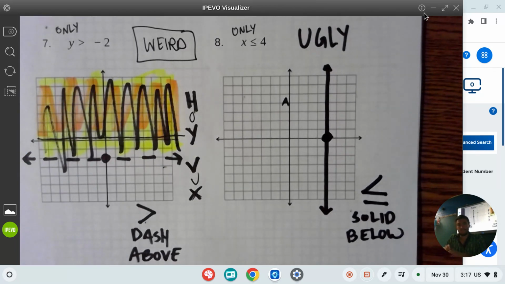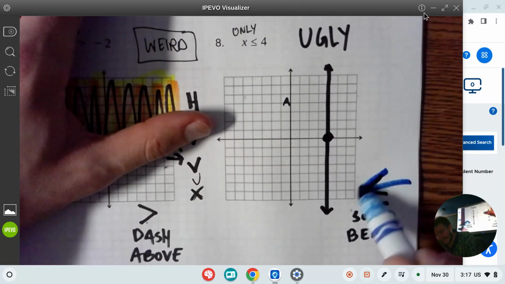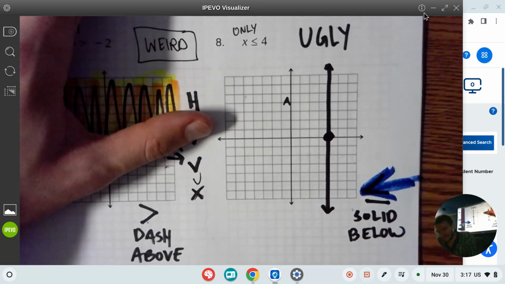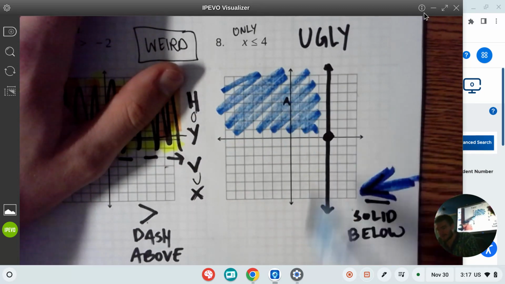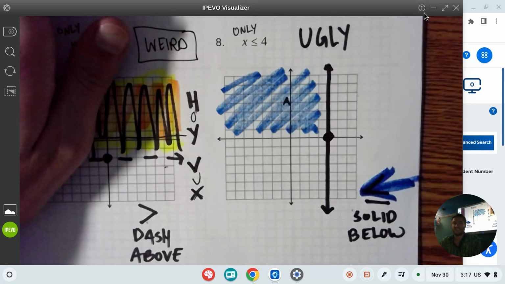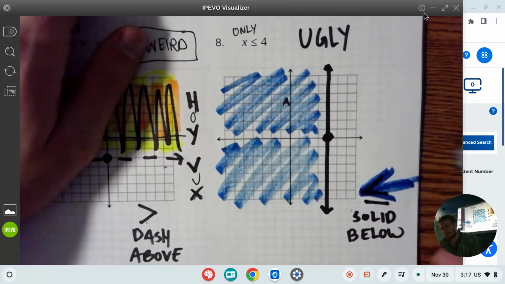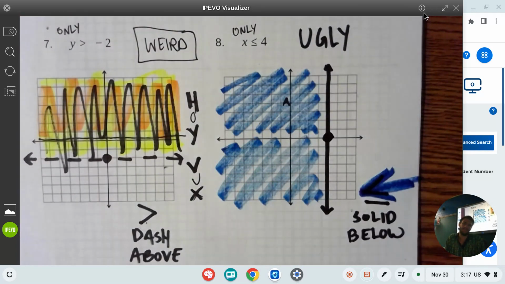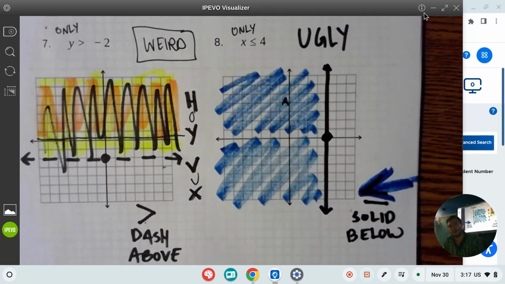So, we need to color, make this an arrow. Which side do we need to color? We're going to need to color this side over here. What do you think about my coloring? Not very good. You got to color everything that's over there. So when it comes to these ugly x graphs, use the inequality to draw you an arrow to tell you which side to color. All right.